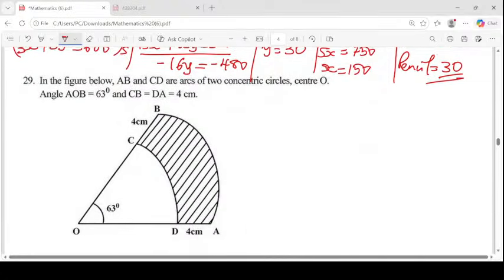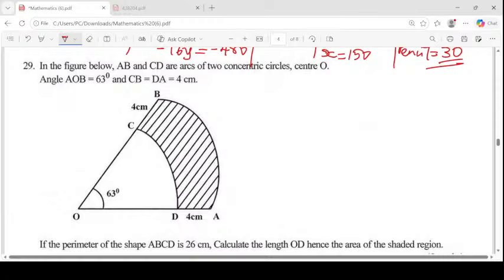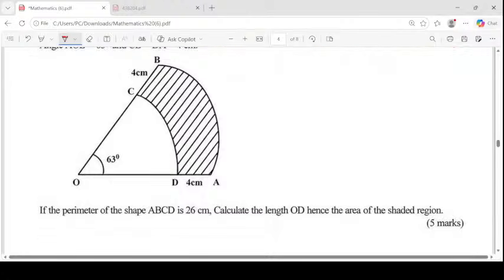Question 29. In the figure below, AB and CD are arcs of two concentric circles, center O. Angle AOB is 63 degrees, and CB is equal to DA is equal to 4 centimeters. If the perimeter of ABCD is 26, calculate the length OD and hence the area of the shaded region. The length OD.